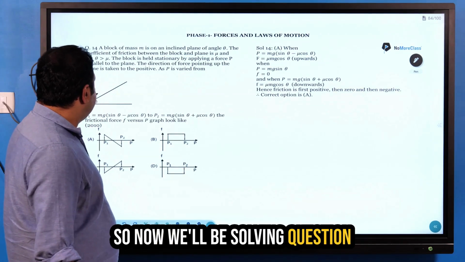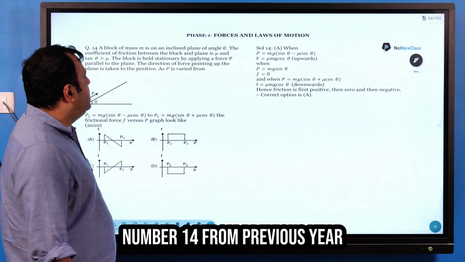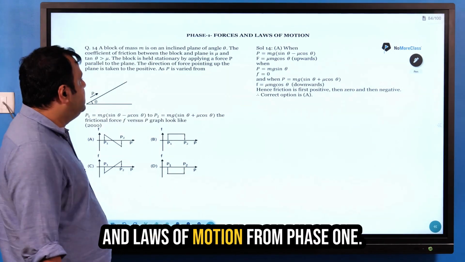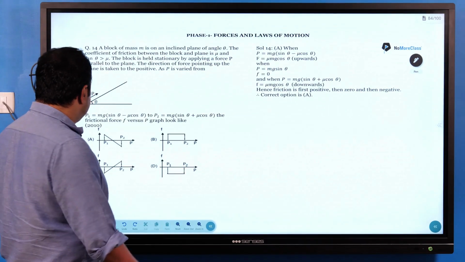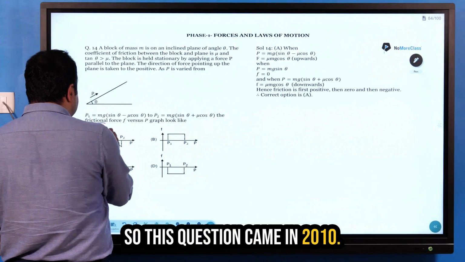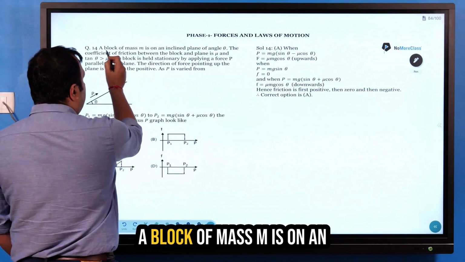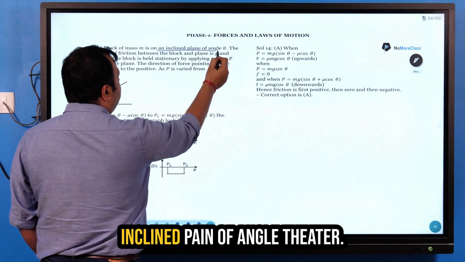So now we'll be solving question number 14 from previous year problems, the chapter called Forces and Laws of Motion from page 1. So this question came in 2010.